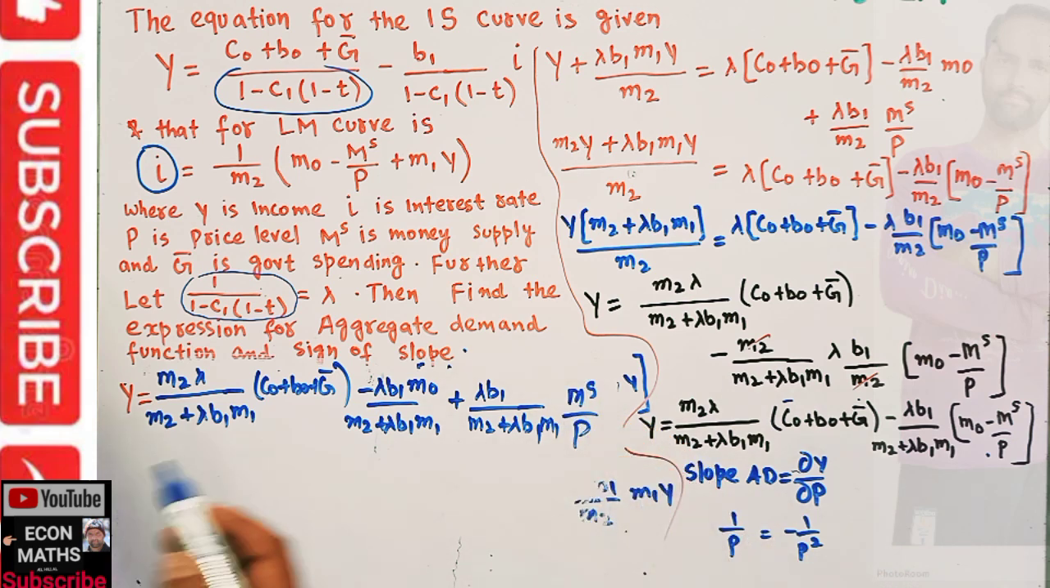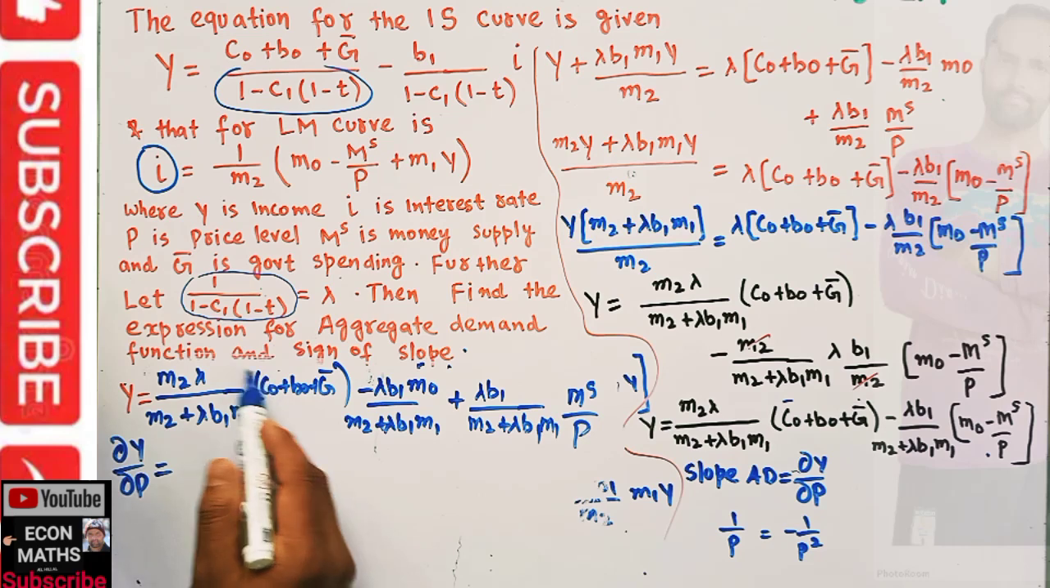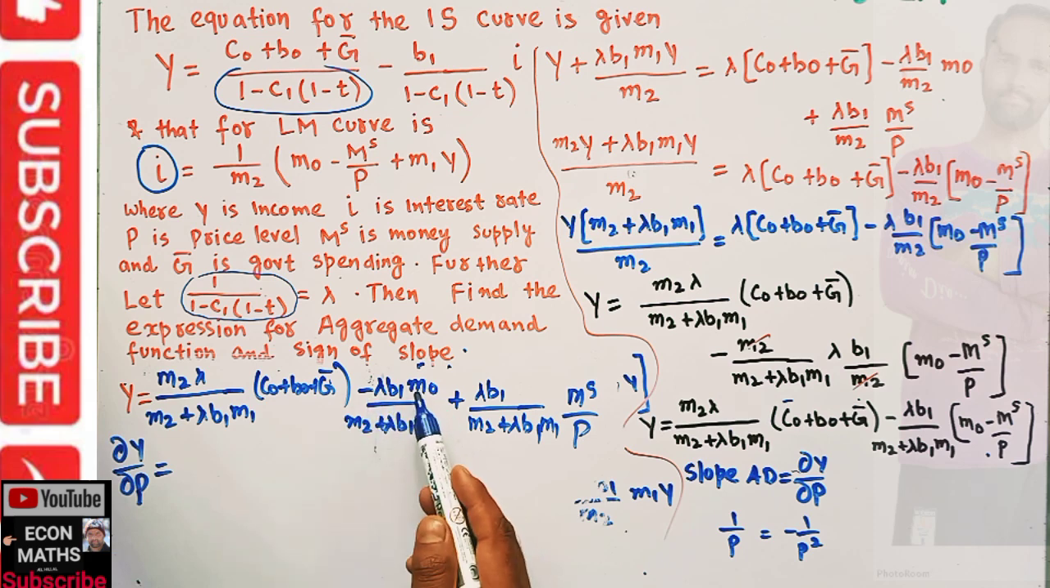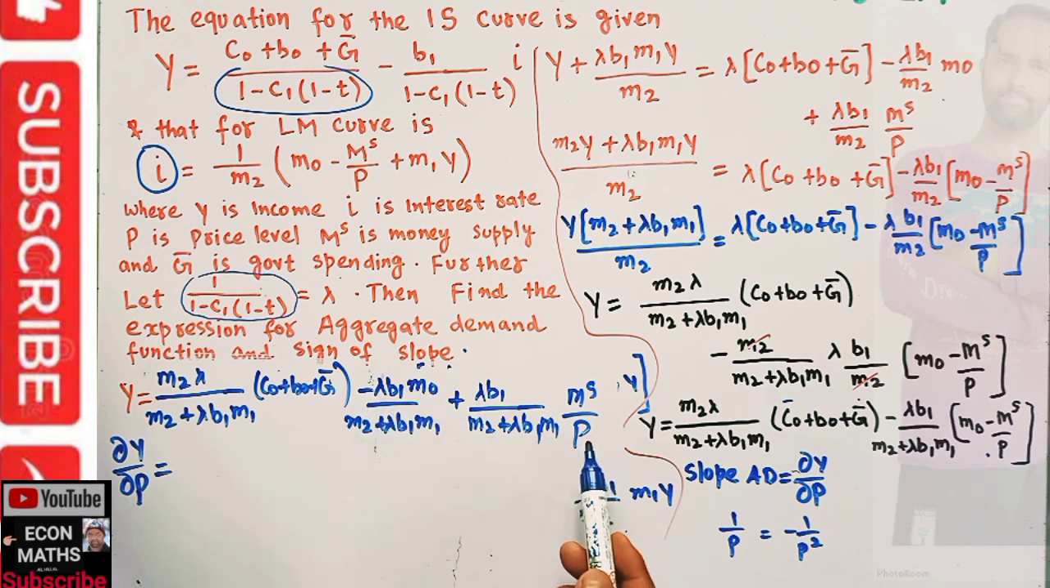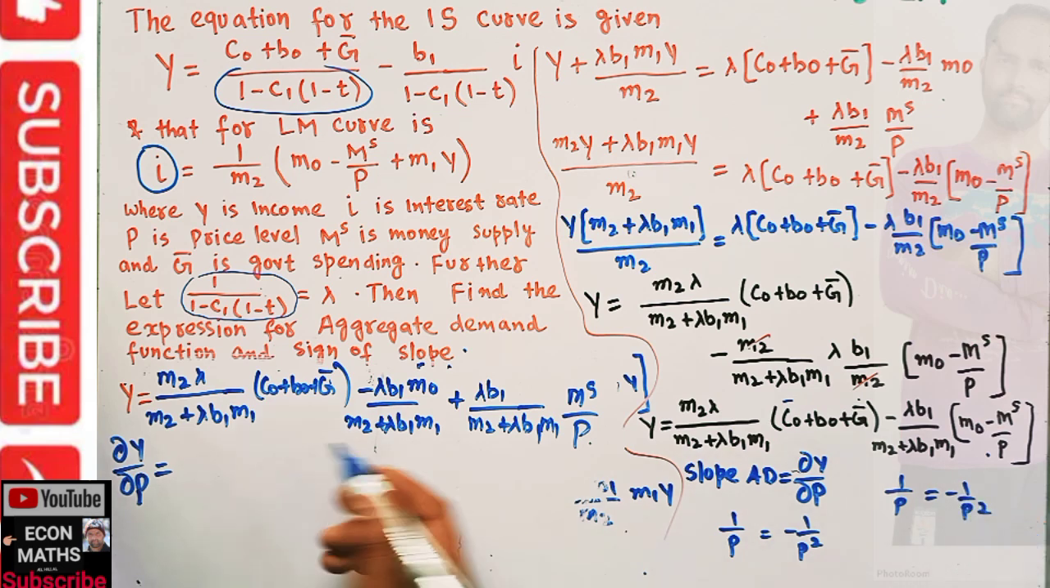Now taking the derivative of this function with respect to p, dy upon dp will be equal to, since no p is involved here, its derivative is 0. Here the derivative is also 0. Here we have the p, and its derivative is simply the derivative of 1 upon p, which is minus 1 upon p square. How? Simple thing, I will explain it here.